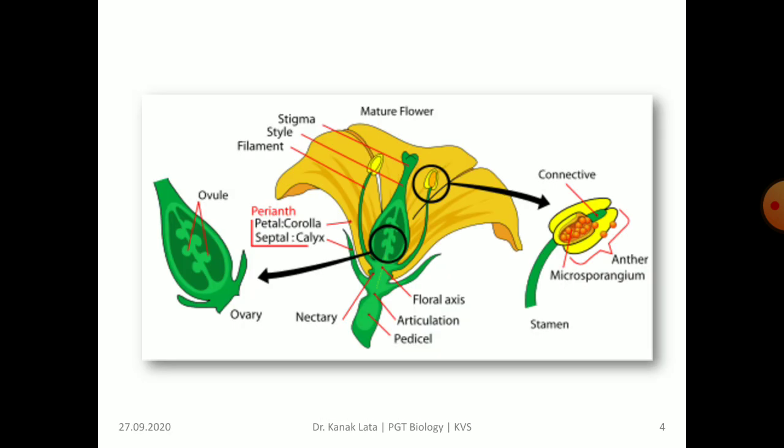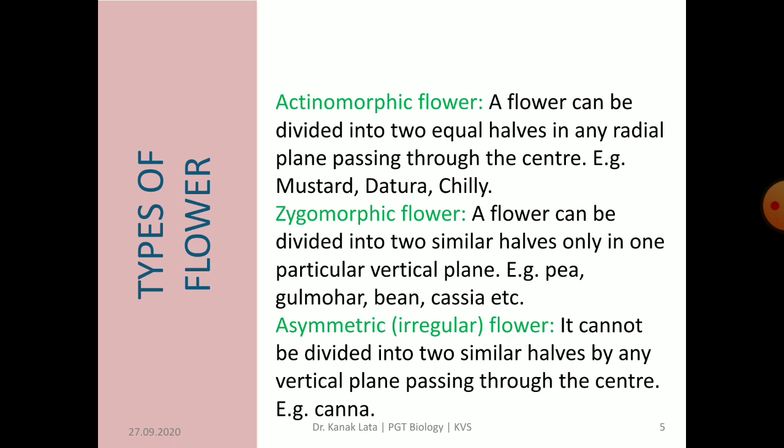This is the longitudinal section of a flower showing all the parts of the flower. Now let us discuss types of flower. Flowers may be actinomorphic, zygomorphic or asymmetric. So we will discuss them here one by one.